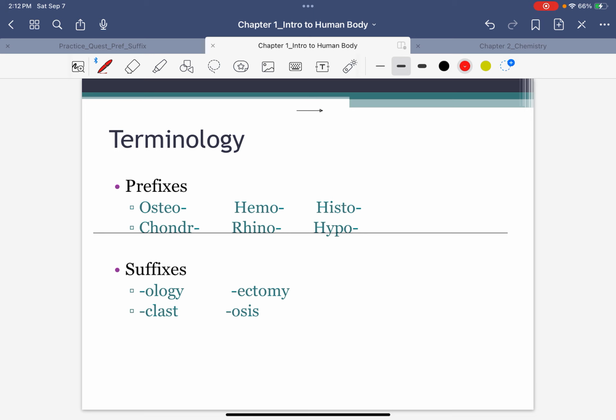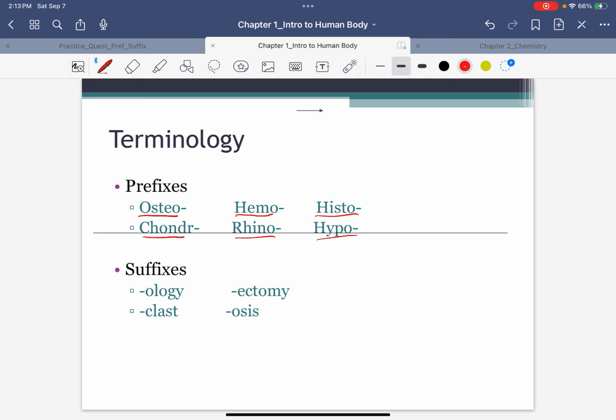Some of these you probably already know. You may know that the prefix osteo means bone, osteoporosis, weakening of certain bone tissue. Some of them you may not know. Chondro means cartilage. Hemo means blood. Rhino is nose. Maybe if you've seen, I'm not on social media really, so I don't know, like rhinoplasty. Back in the day, we used to read Us Weekly magazine, and you'd read about a rhinoplasty of a certain celebrity. Rhinoplasty is a nose job, but rhino means nose. Histo means tissue. Hypo means less than.